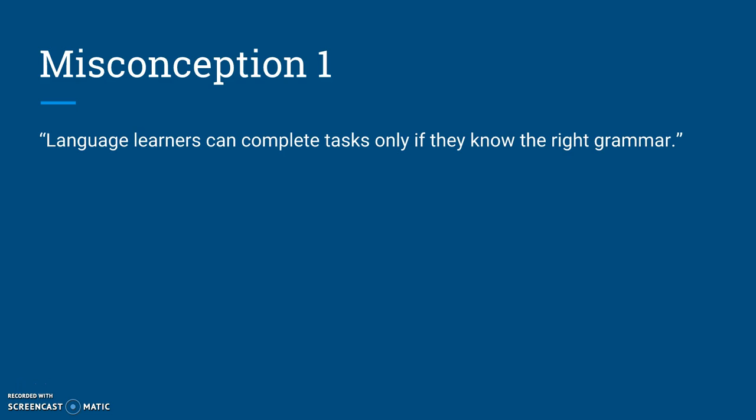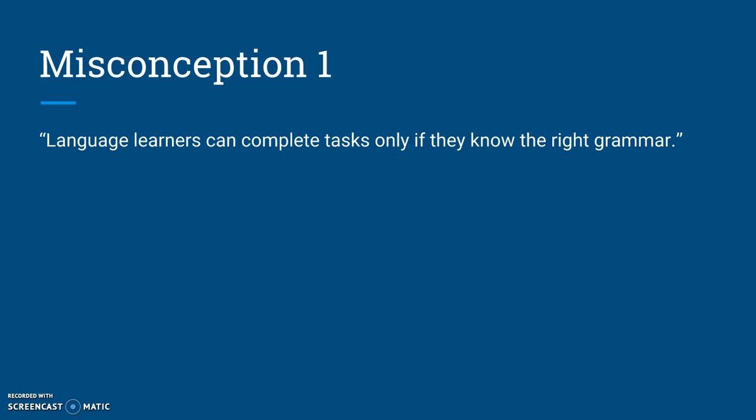Misconception 1. Language learners can complete tasks only if they know the right grammar. When considering this statement, think of examples from your own classes. When learning a language, the need to talk about past events emerges early on. We want to be able to say what happened to us last weekend or last year. However, the past tense forms are usually not taught right away in any language curricula. Yet, students do attempt to express the past with whatever linguistic resources they have.